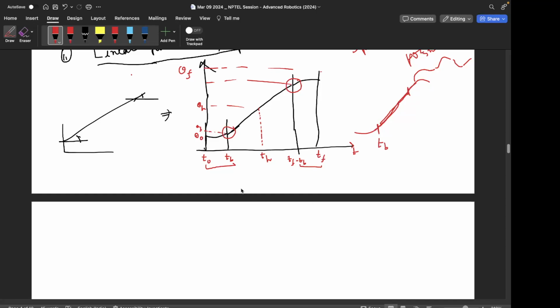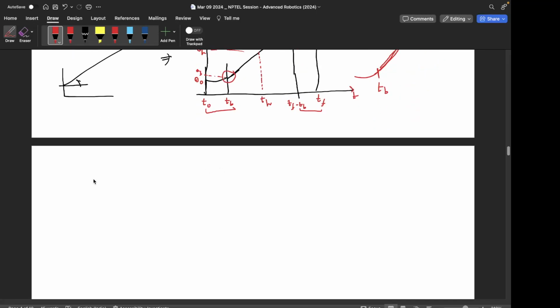So velocity should match at the junctions, and of course position should match. That need not be stated, it should match.